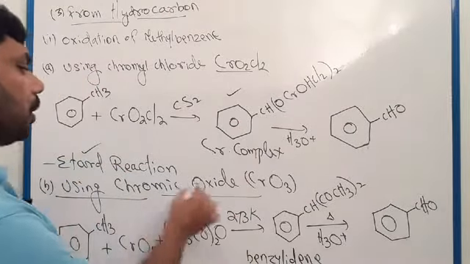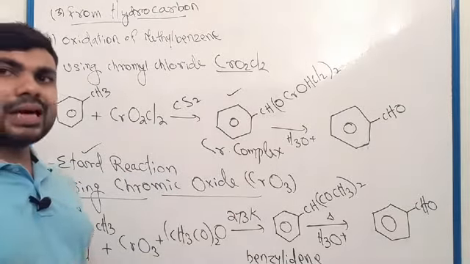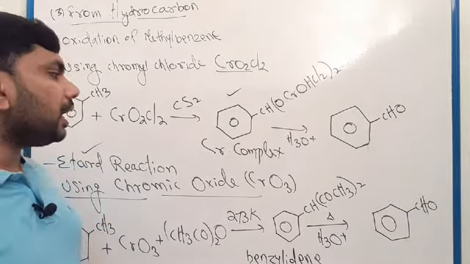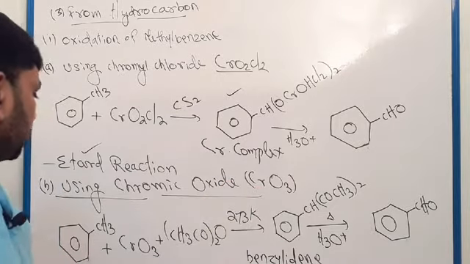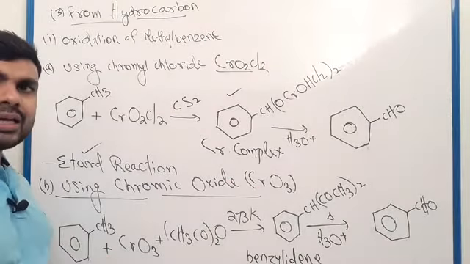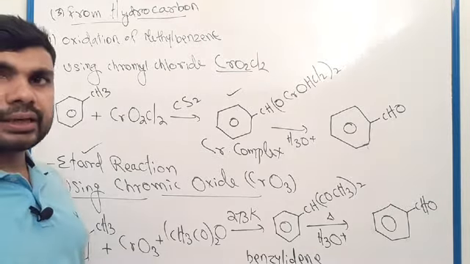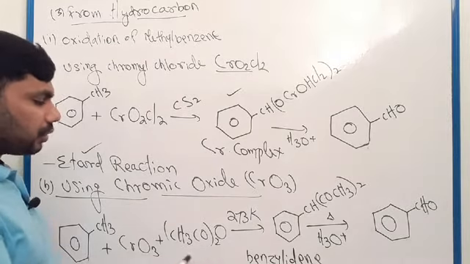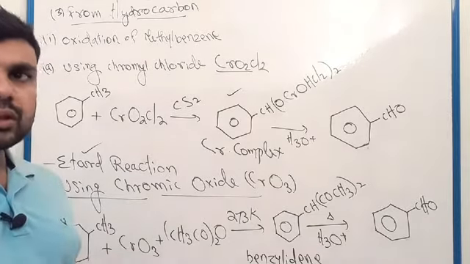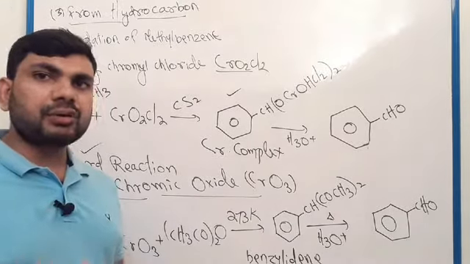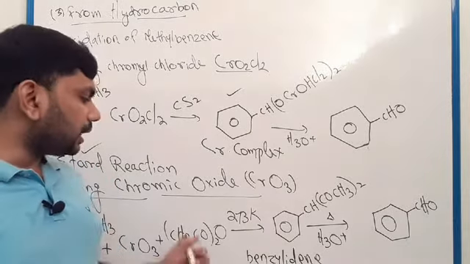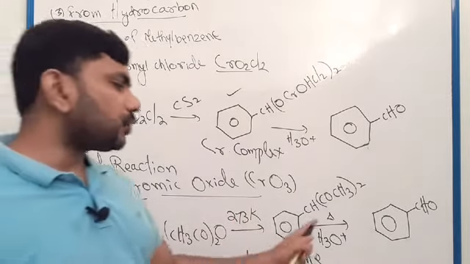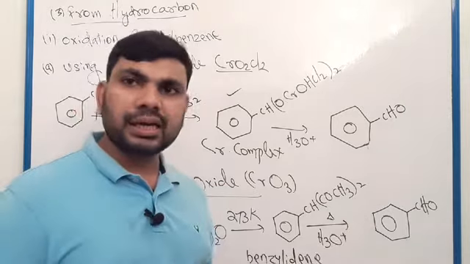next one, chromic oxide. Chromyl chloride means CrO2Cl2, chromic oxide means CrO3. So here methyl benzene treated with chromic oxide in presence of acetic anhydride changes to a complex. This complex, after hydrolysis, changes to benzaldehyde.